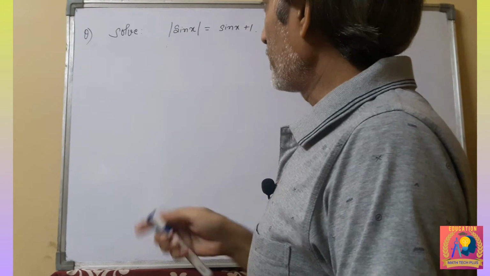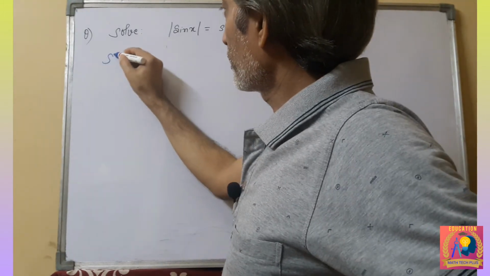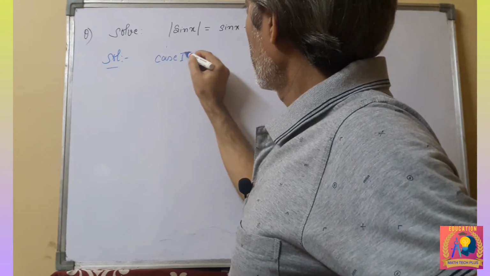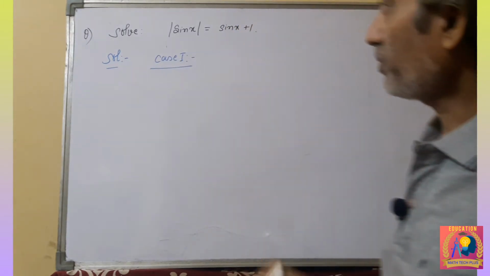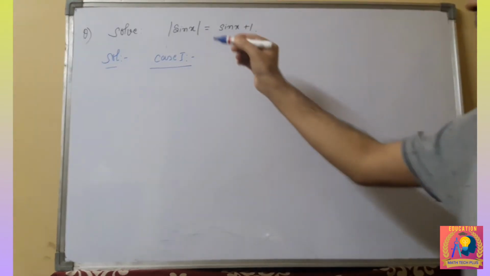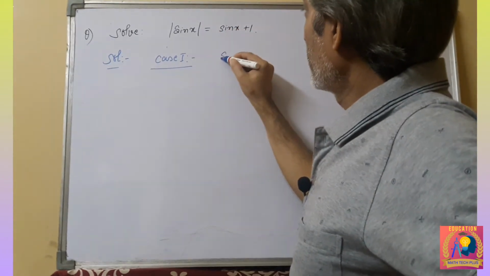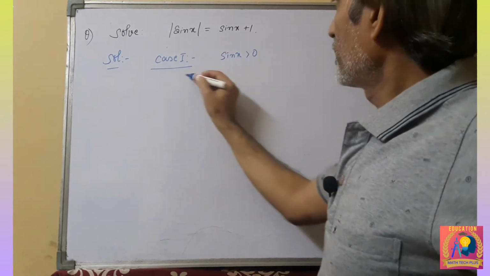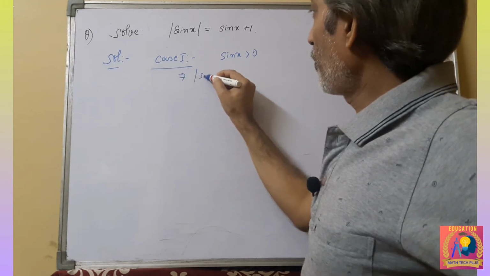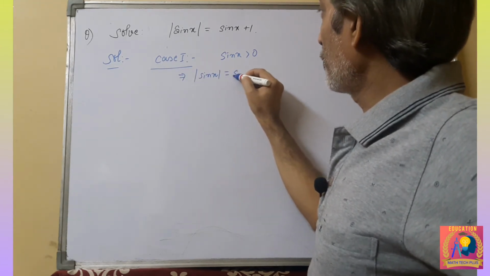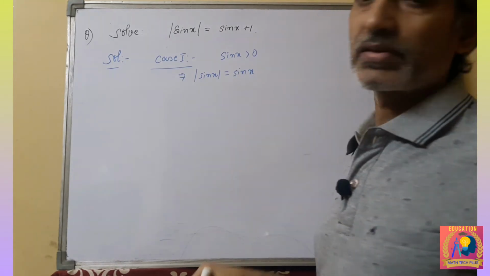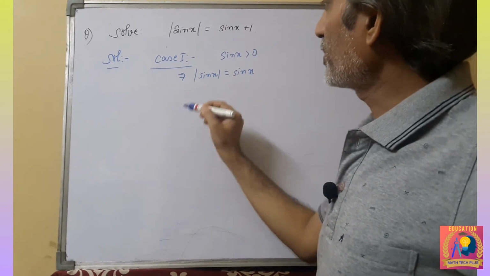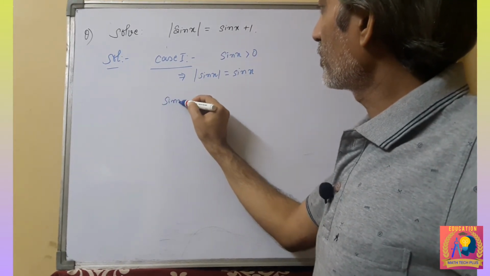So what we will do is case 1. As we know, we can break the mod in two parts. Suppose sin x is more than 0. This implies mod of sin x equals what? Sin x. Now with the help of this, solve it.